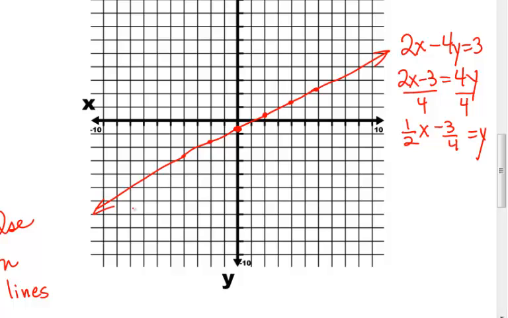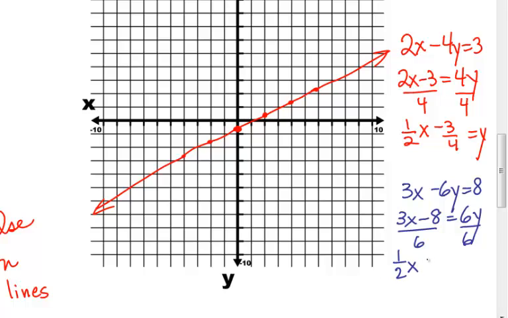Okay, now our other line should have the same slope because it's parallel, and a different y-intercept. So let's do the second line: 3x minus 6y equals 8. I'm going to bring the 8 over to the left, subtract it, and add 6y to the right side. Divide by 6. I still have 1/2 x minus 4/3 equals y. So this one's going to go through at negative 1 and 1 1/3.